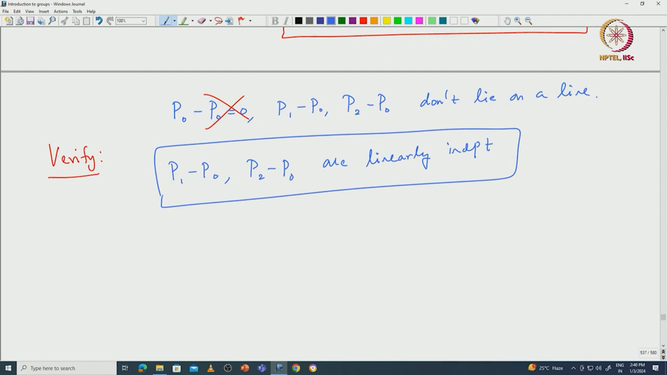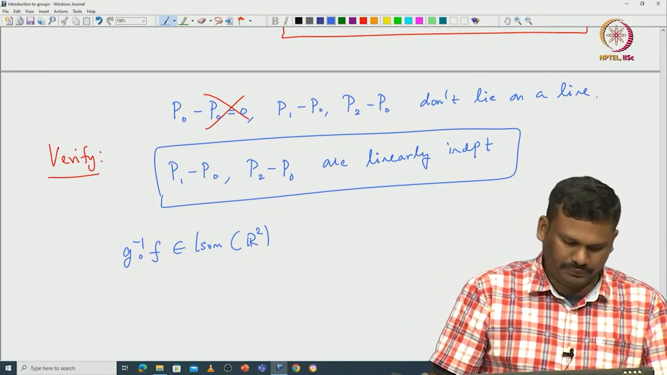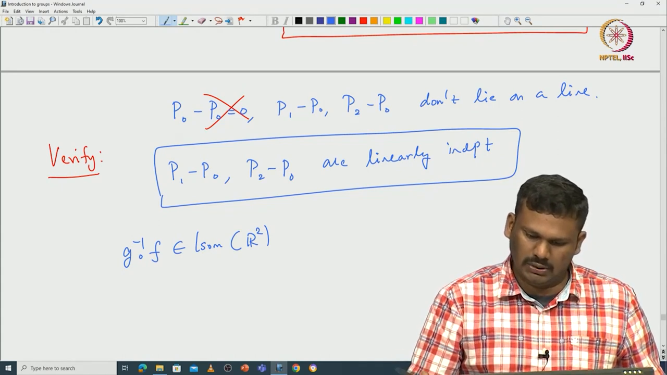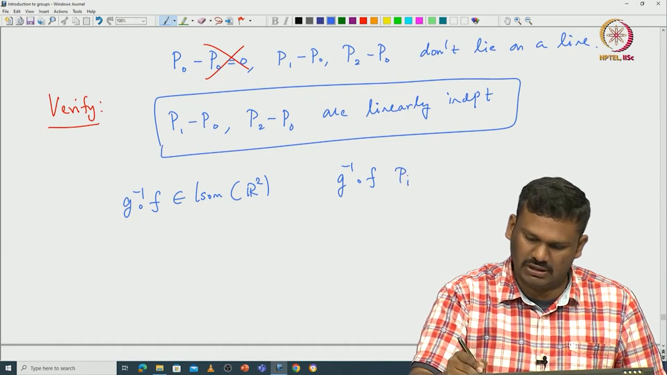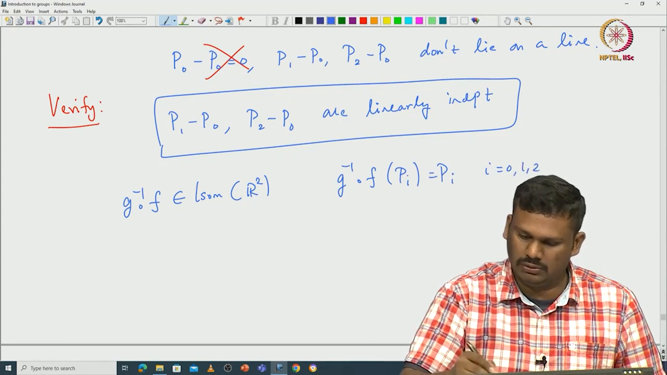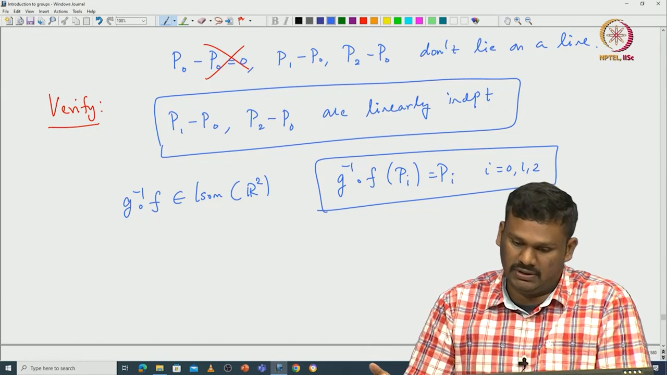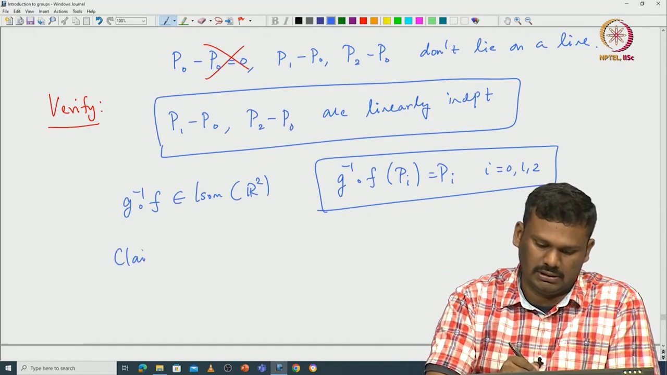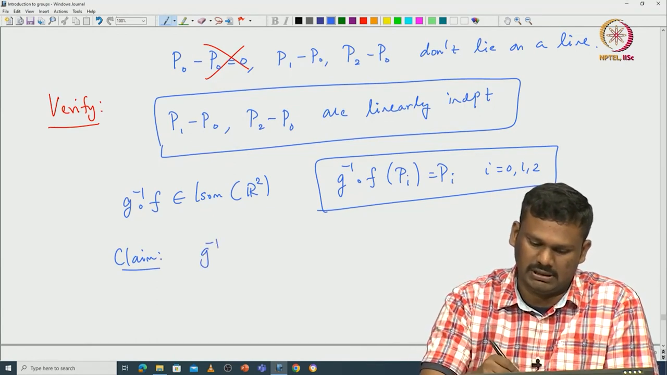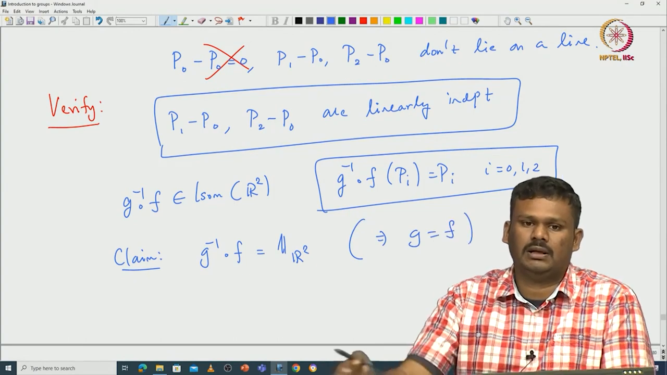Now if you look at G inverse F, which is an element of the isometries of R2, you can easily see that this particular map is going to again fix all the Pi. So this G inverse composed with F is going to fix all the Pi for i ranging over 0, 1, 2. If we prove that an isometry that fixes all three points in general position must be the identity, then we are done with our claim. Here is the claim: from this hypothesis, G composed with F must be the identity on R2. Then from this, it is clear that G must be equal to F. This is what we want to claim.